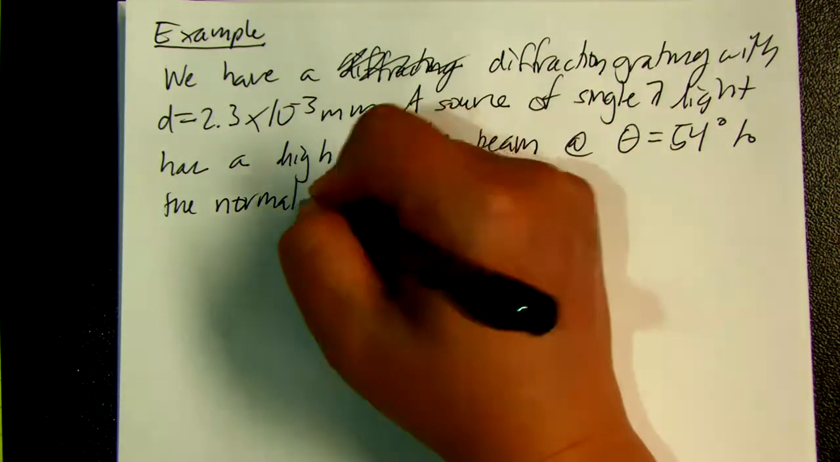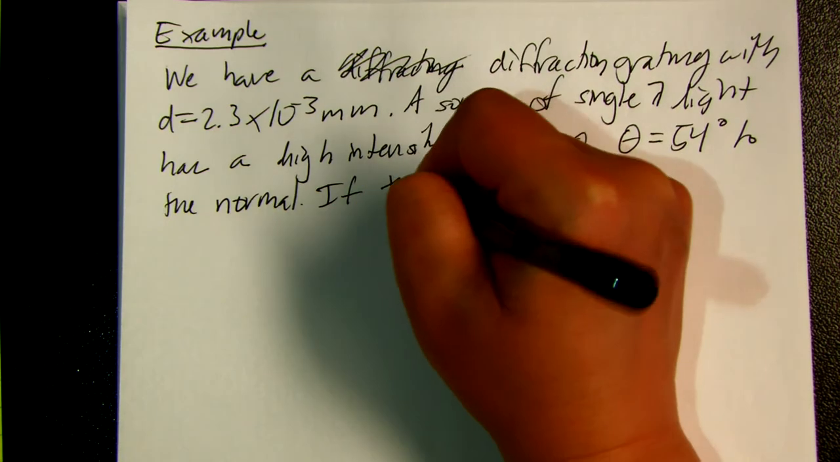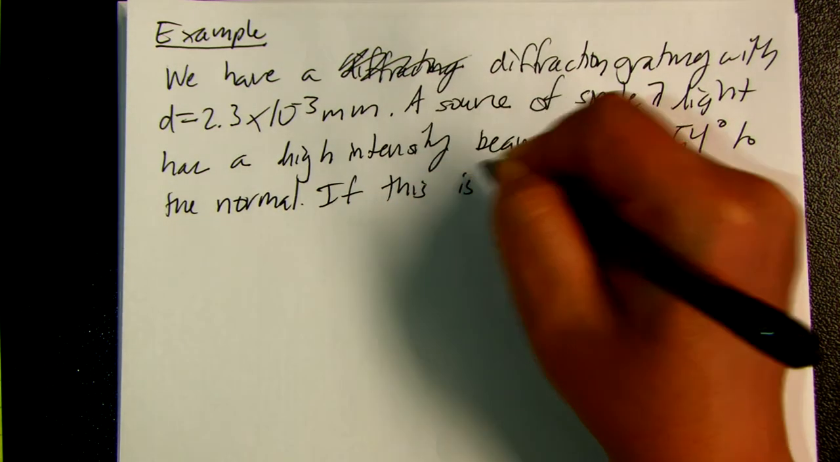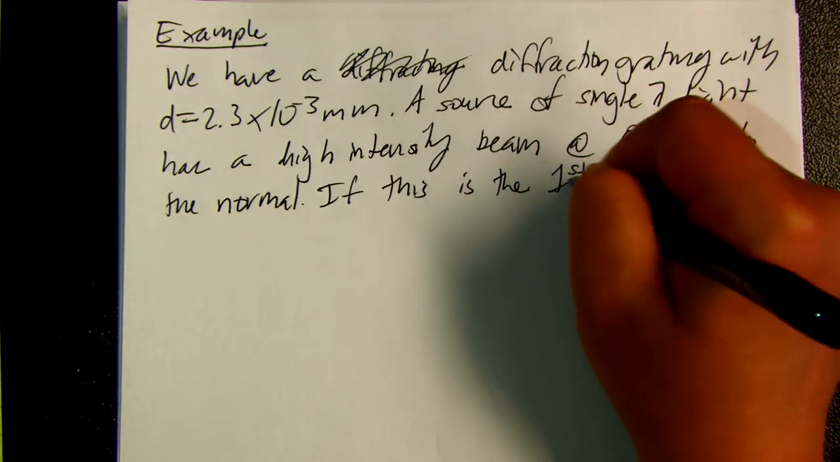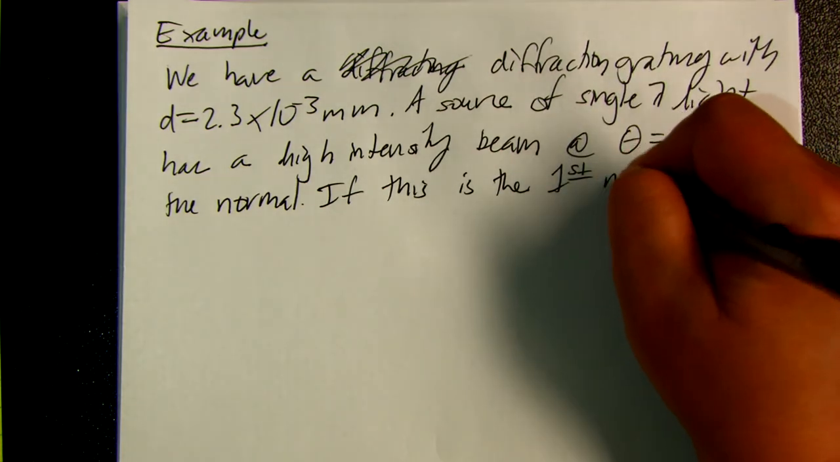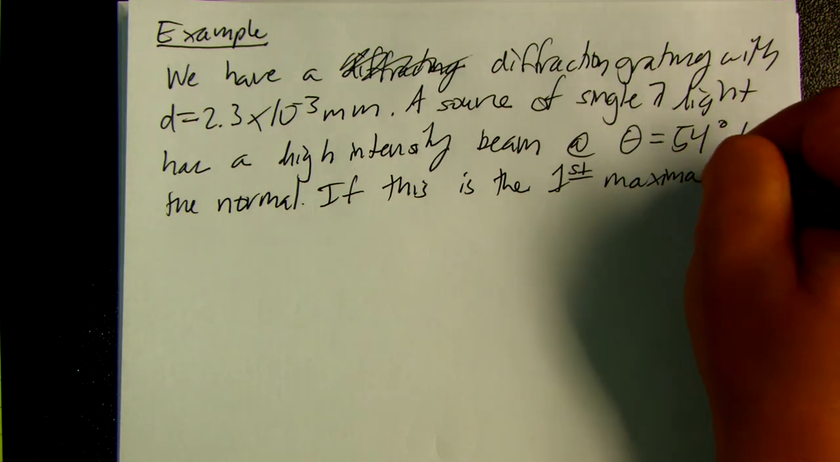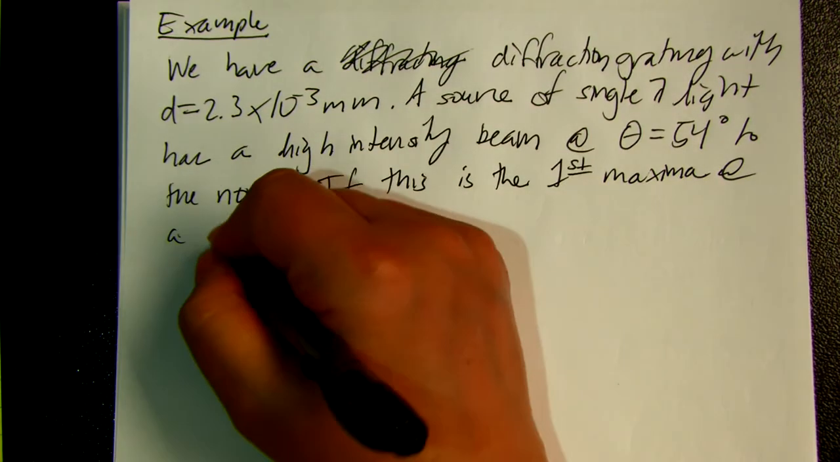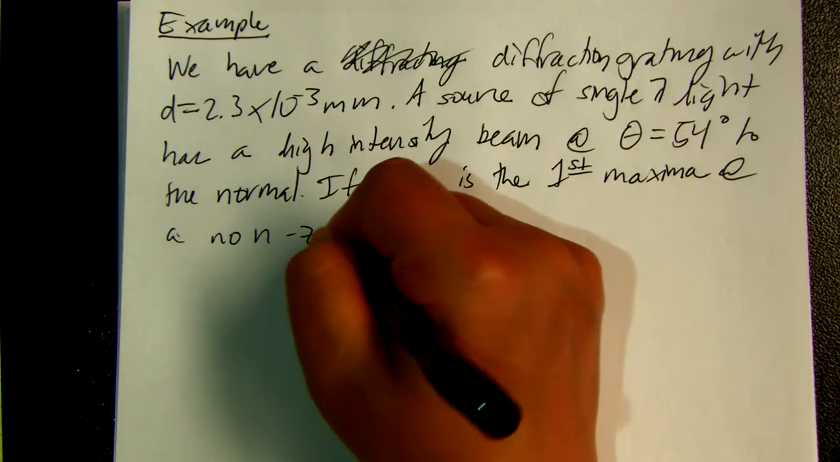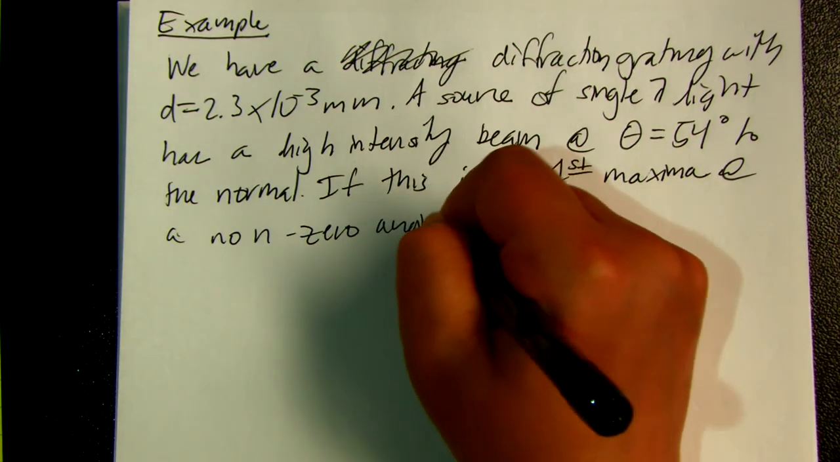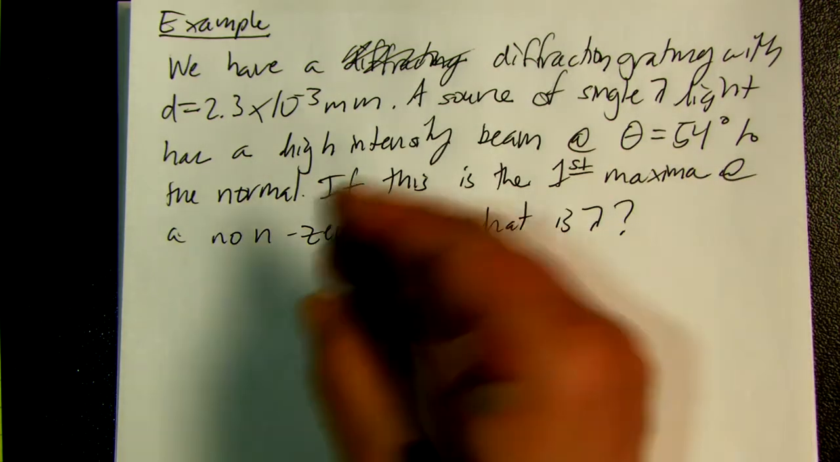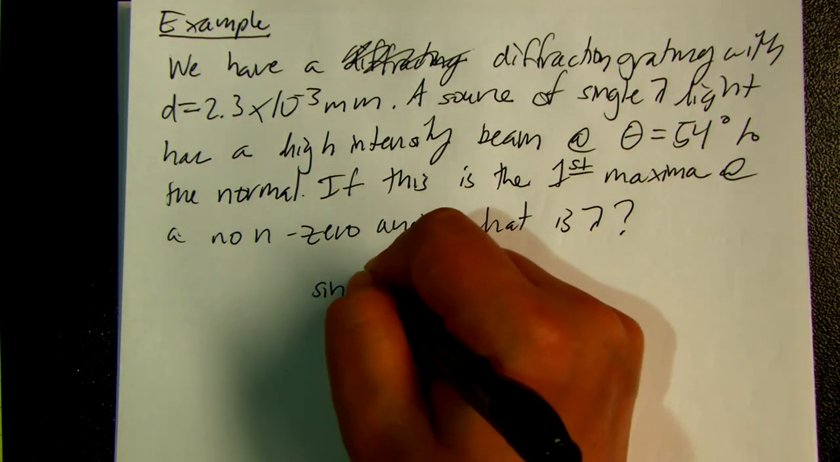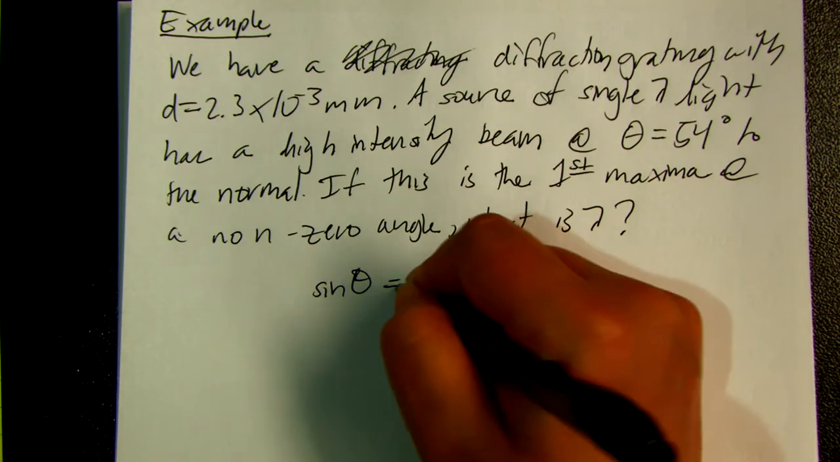Okay, so if this is the first maxima at a non-zero angle, what is lambda? Okay, so we have sine theta is equal to lambda over d.